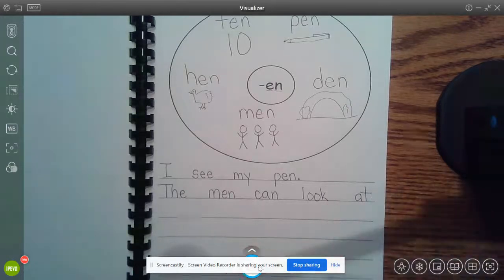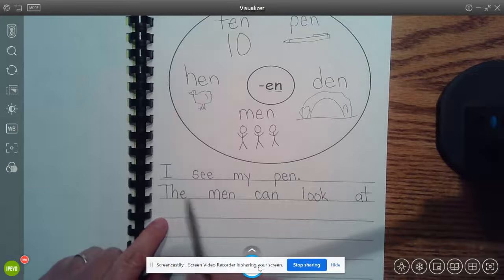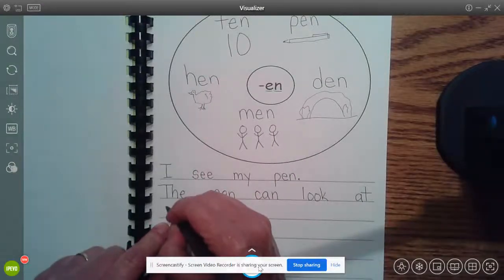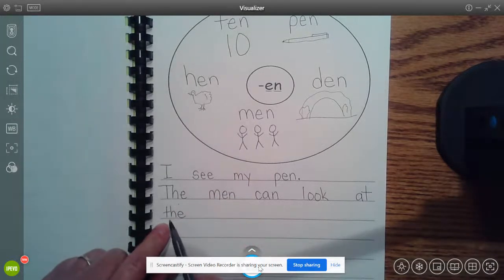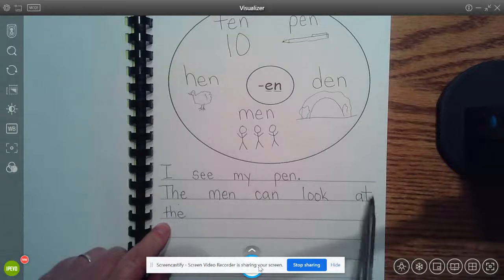This is going to be kind of a long one, so I'm going to go to the next line. The men can look at, let's write the again. Now I'm going to make the word the. Oh, hey, kindergartners, I'm wondering. I did not make a capital letter. Should I have? No, I shouldn't have, because the capital letter should only be at the beginning of the sentence, and I haven't finished my sentence yet, have I?